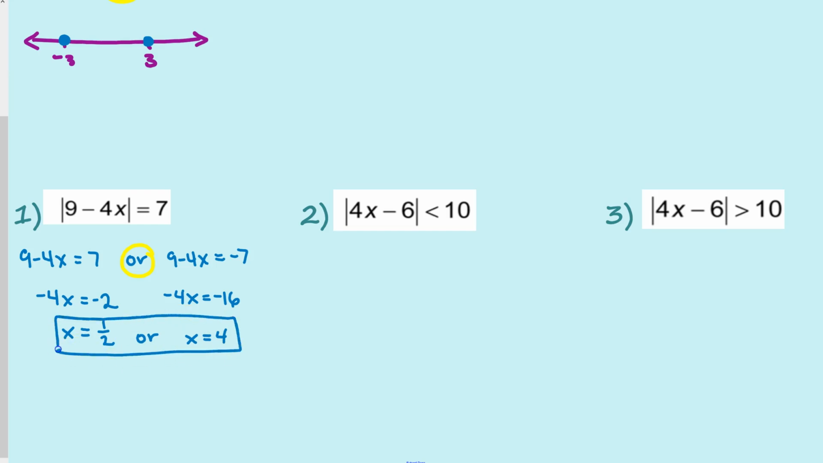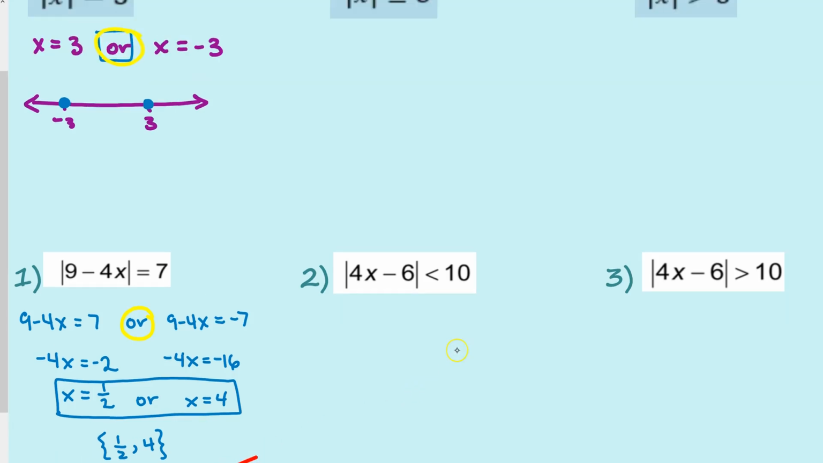Now if you're writing your answer using set notation, you would have braces, 1/2, comma, 4. You would not have parentheses. It's not 1/2, comma, 4 like this, because that is an interval. And remember, an interval has infinitely many numbers from the starting number to the ending number. So we're not using an interval. We only have 2 numbers in this problem.